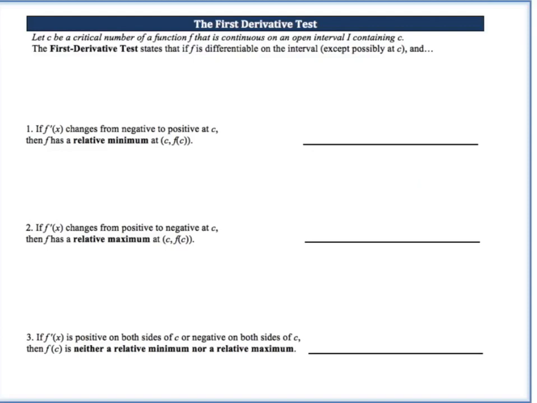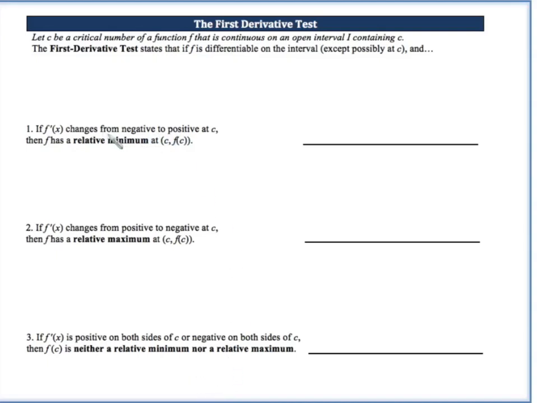So here is the actual first derivative test. It says let c be a critical number of a function that is continuous on an open interval containing c. The first derivative test states that if f is differentiable on the interval, except maybe at c, okay, so that kind of sets up our thing. We have critical numbers, it's continuous and differentiable. We're going to say if f prime of x changes from negative to positive at c, then f has a relative minimum at c, f of c.